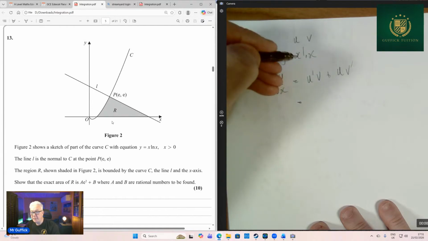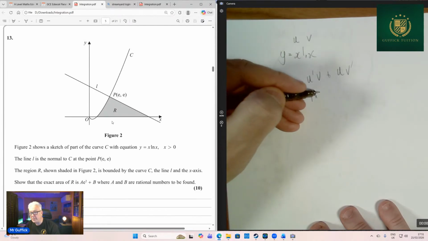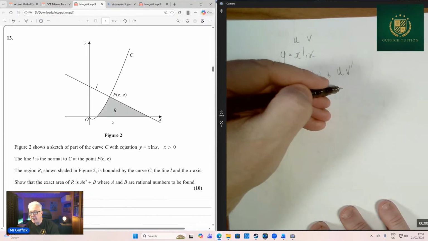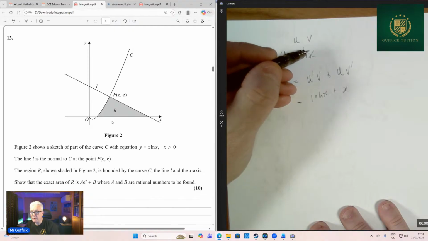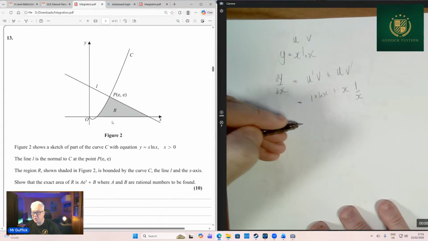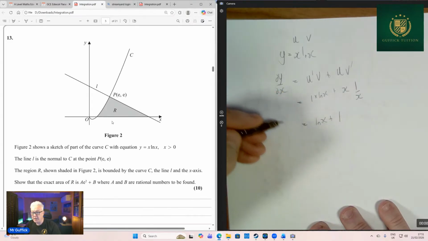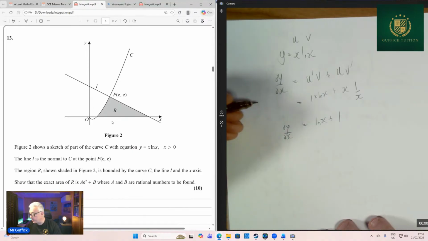So when I differentiate my u, it's going to go to 1. So that is going to go to 1 times ln x. And then I have my u, that is going to be x. And when I differentiate my v, that's going to go to 1 over x. So when I differentiate this expression, it's going to go to ln x add 1, like that. Now, so far, so good. I've found an expression for my gradient.